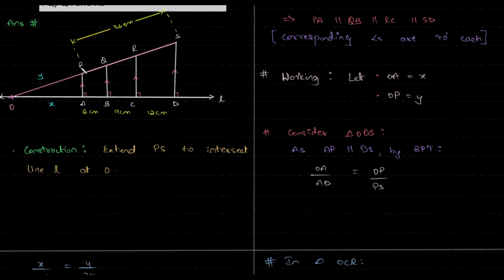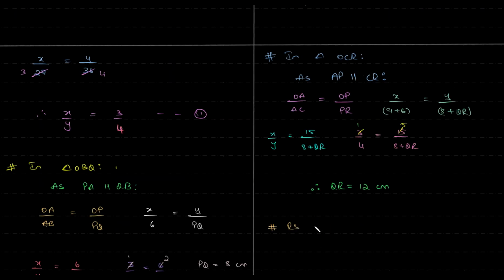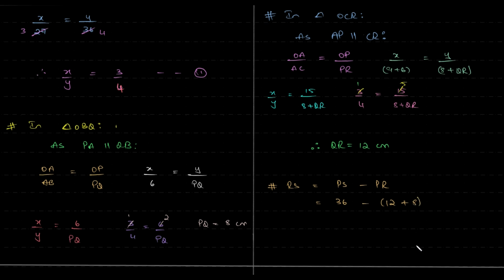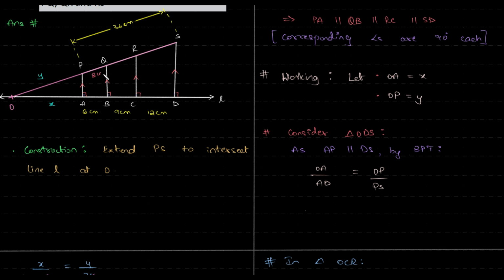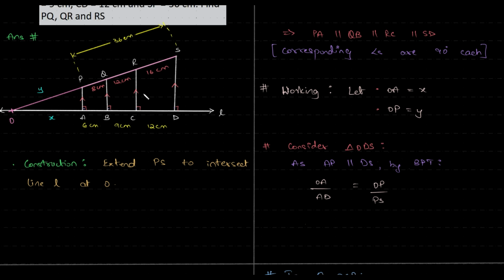RS is equal to PS minus PR. RS is equal to PS minus PR. This is 36. This is 12 plus 8. That would be 20. So then the answer is 16 centimeter. We'll summarize the answer just for the sake of, or we can just write it over here. This is 8 centimeter, 12 centimeter and 16 centimeter. Adding to 36, correct. Understood?